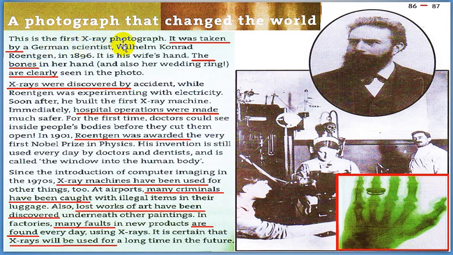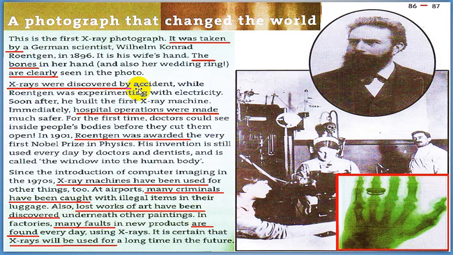This is the first X-ray photograph, this one in the green shadow. Okay, it was taken by a German scientist, Wilhelm Conrad Röntgen, in 1896. It's his wife's hand. The bones in her hand and also her wedding ring are clearly seen in the photo. Okay.